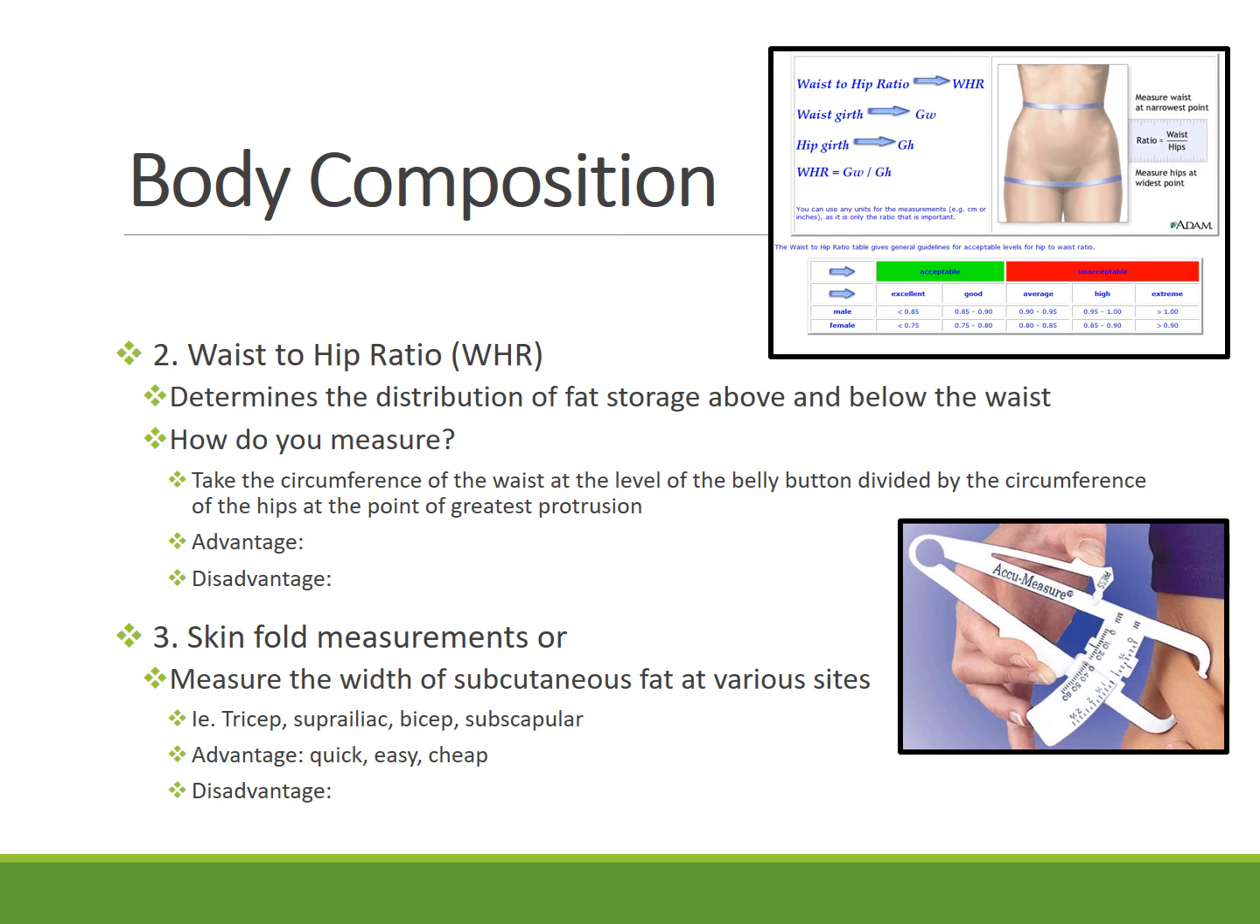The third one is the skin fold measurement or skin calipers. And this measures the width of subcutaneous fat at various sites. So maybe at your tricep or your bicep, subscapular. And the advantage to this is that it's quick, easy, and cheap. The disadvantage is that seniors might find it uncomfortable having their skin clipped like that, and sometimes there's inaccuracy between different people measuring.